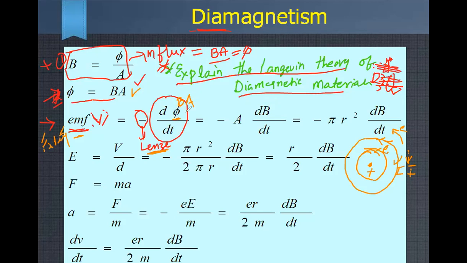A is constant, right, beta? A does not change, right? Area is fixed. When area is fixed, A is not changing with respect to time t. So I can pull it out of the derivative. So I brought A outside. So remaining is dB by dt.